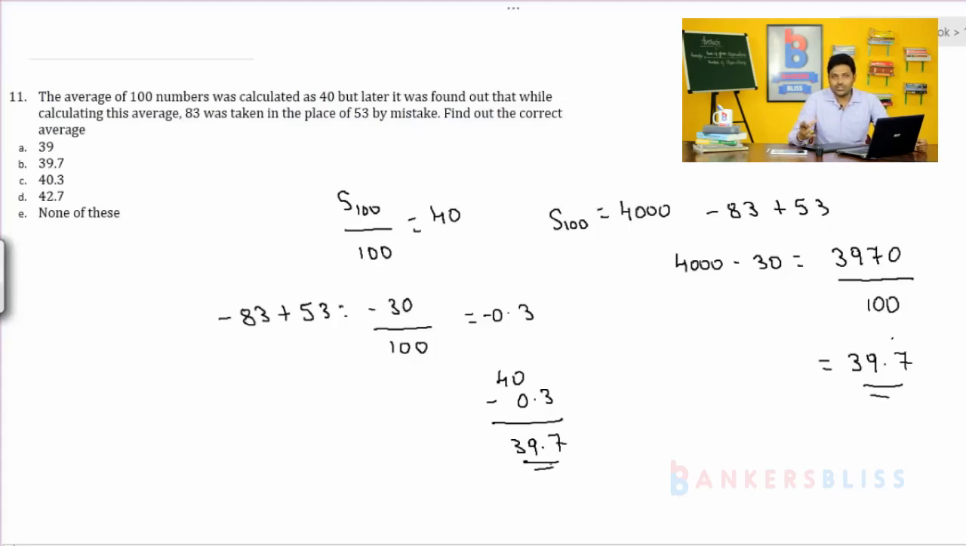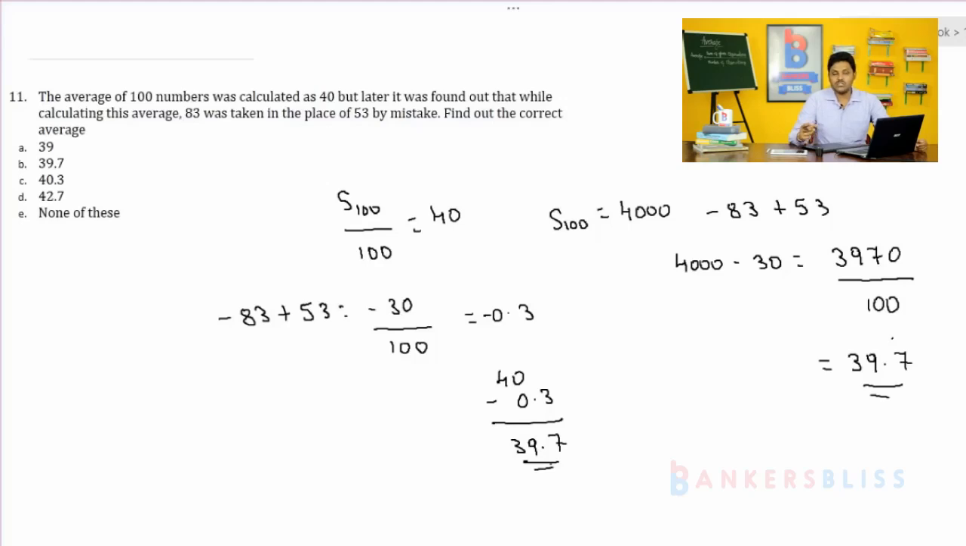See, 83 was taken in the place of 53. So we are removing 83 and we are replacing it by 53. So altogether we are taking back 30. 83 we are removing, so minus 83, 53 we are replacing, so plus 53. So altogether minus 30. So 30 we are taking back, which is making an impact on all the 100 members. So minus 30 by 100, which is equal to minus 0.3. So 40 minus 0.3, 39.7.